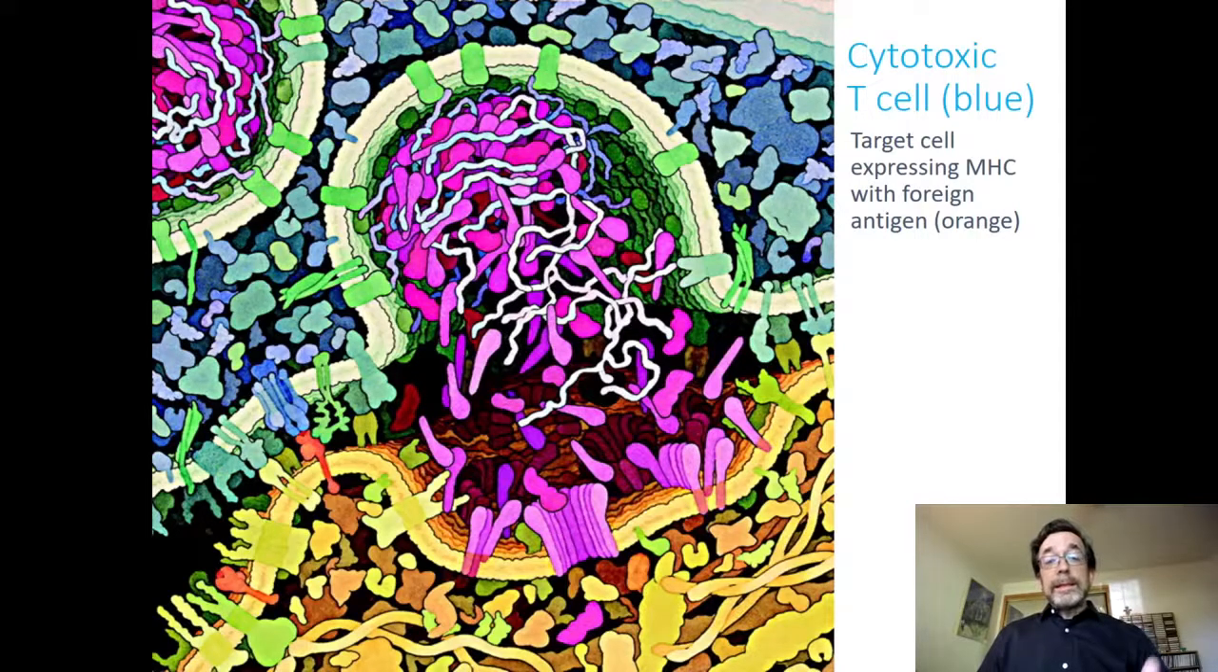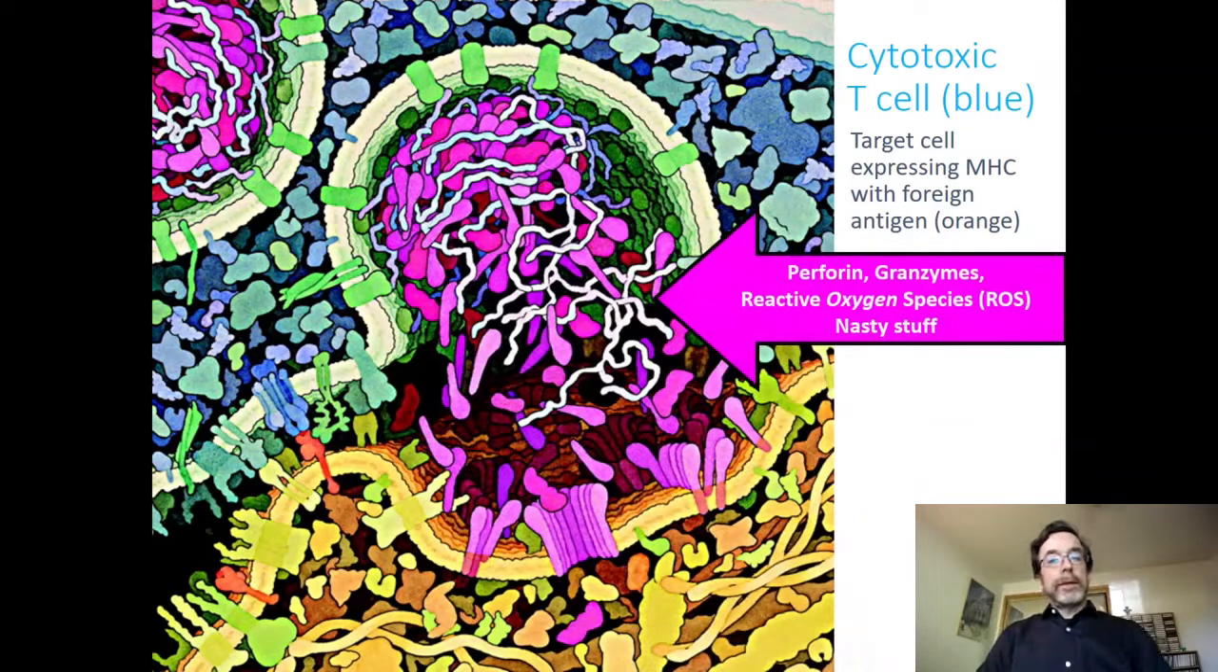And when that engages, the T cell is activated, and the T cell has these little bubbles filled with nasty things. And it brings those bubbles to the surface, and it basically spills those out onto the target cell.